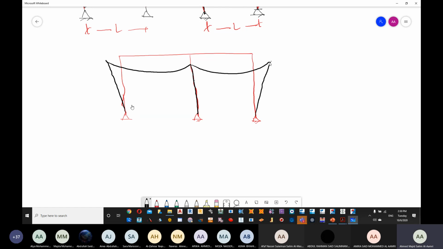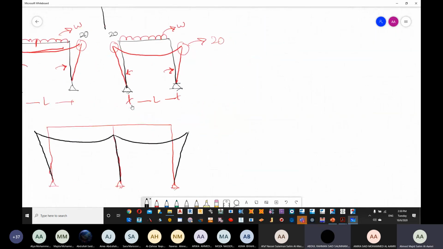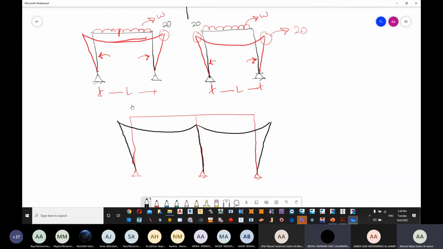Are we fine? Once again, returning back to here, these last steps. No problem. Let's say that this is representing column 1, this is column 2, and this is column 3.